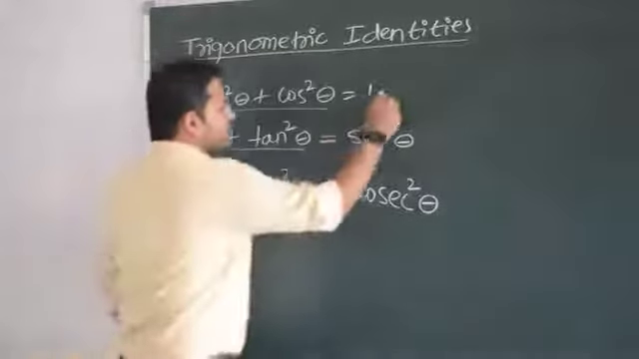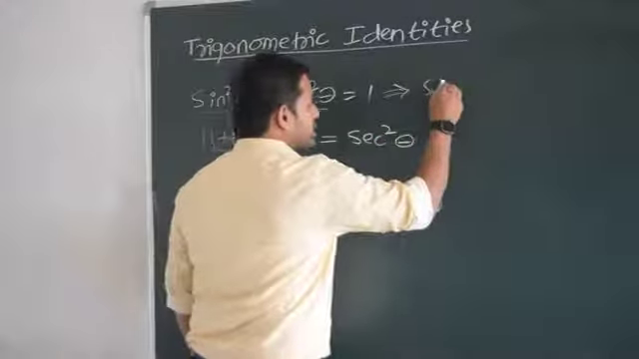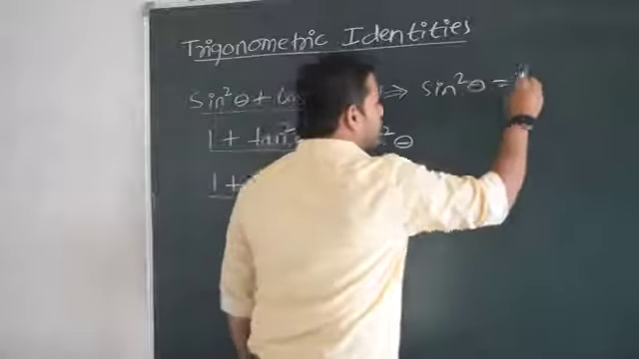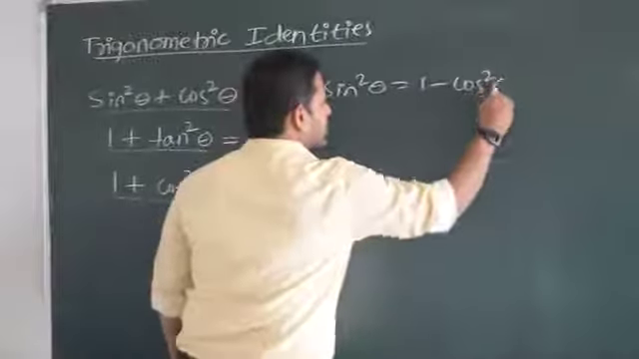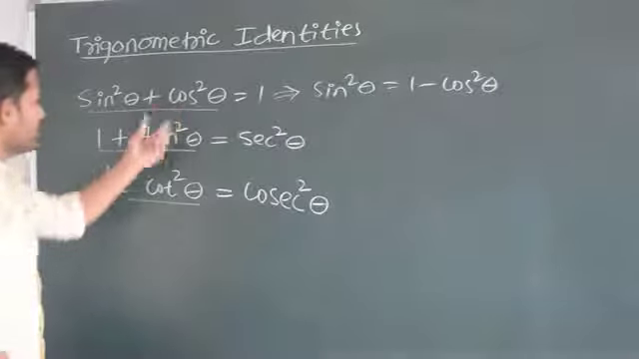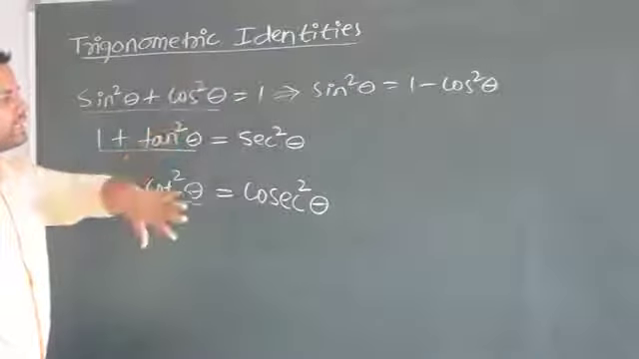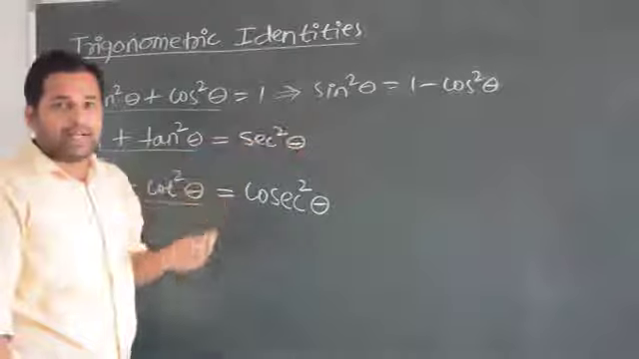From this, I can write it like this also, right? Sin square theta is equal to 1 minus cos square theta. I can write like this also. Yes or no? I am sending that cos square theta that side. Yes or no? I can manipulate as I want.